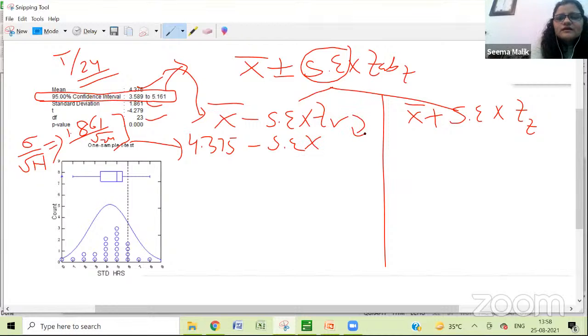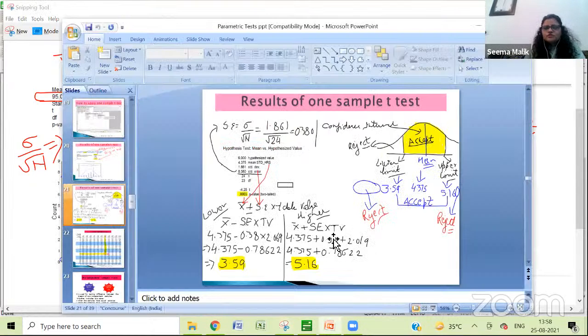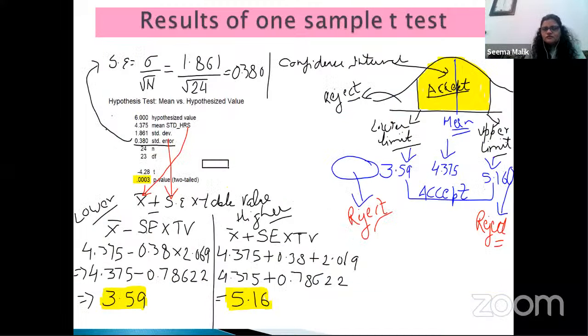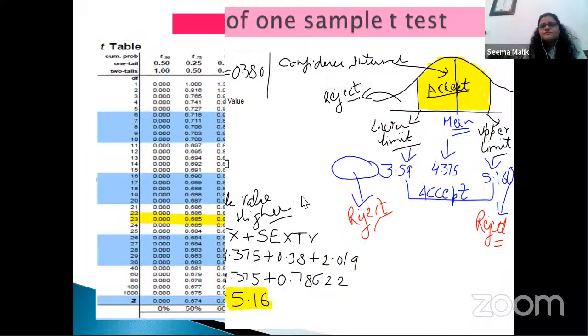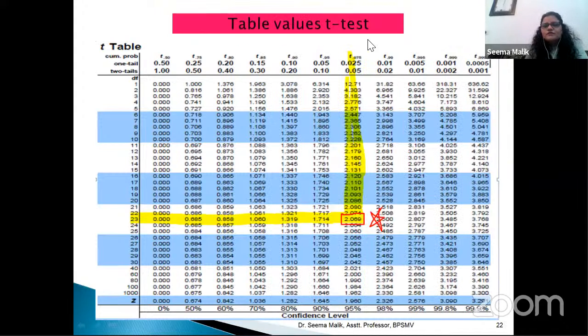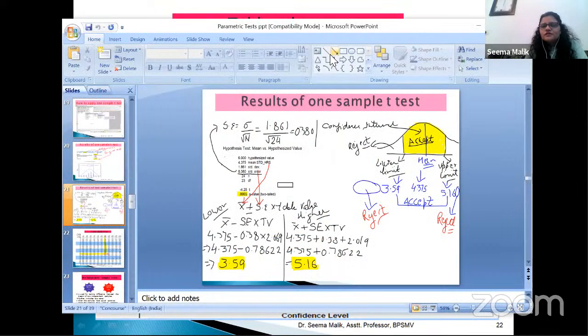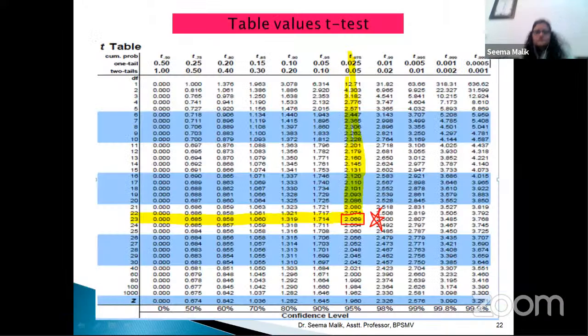And what is the table value? I will show you the table value of t, as given in the books. I'm talking about the t-test. In the t-test, I have a table at the end pages of the book. So this is what I'm talking about, the table values of t.